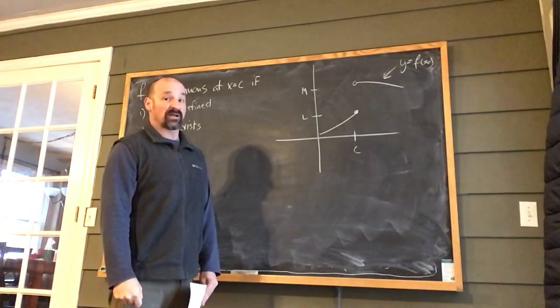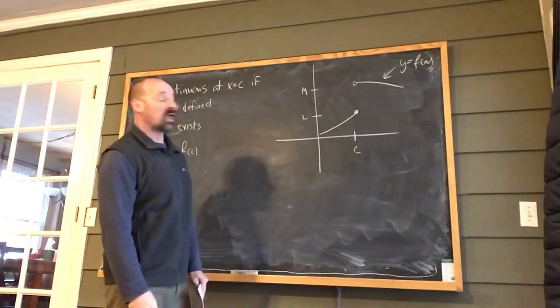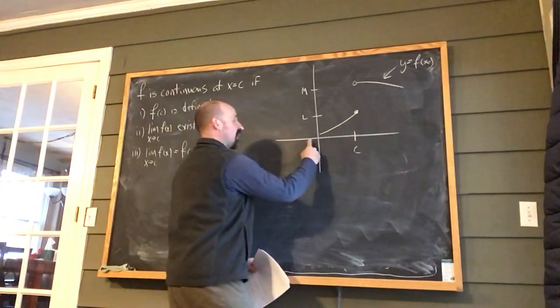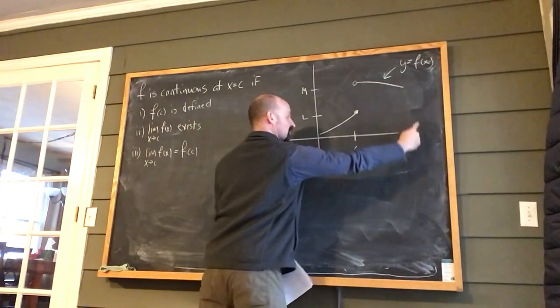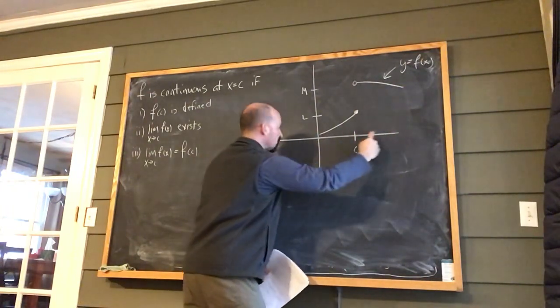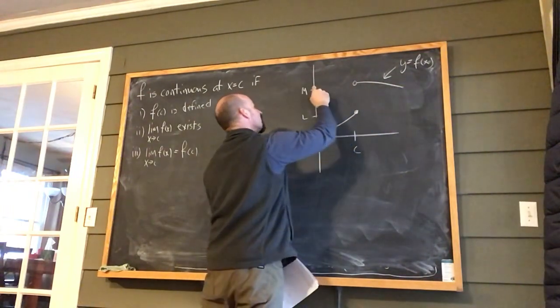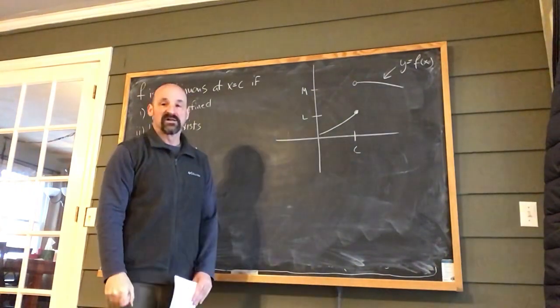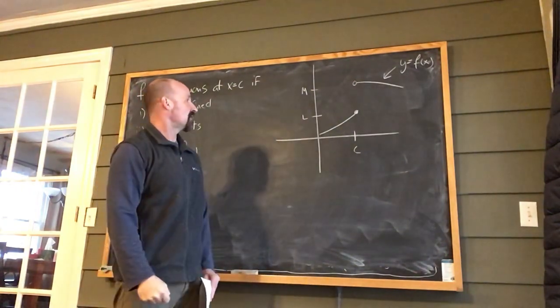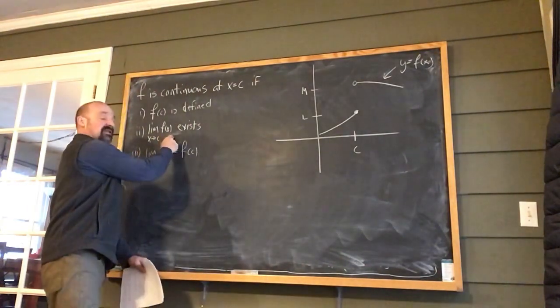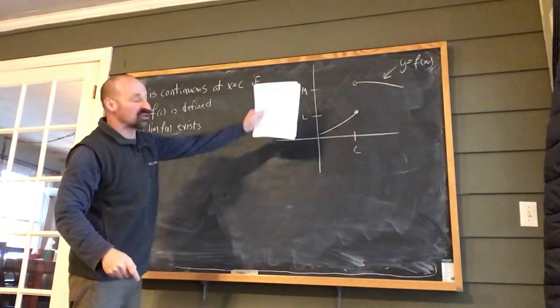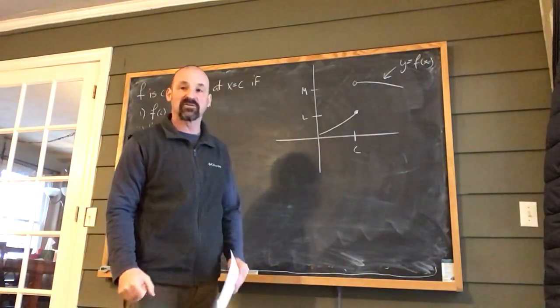The reason it's not continuous, well, the left-hand limit looks like it's equal to L. The right-hand limit, as I approach C from the right, the function values are getting closer and closer to M. So the left-hand limit is equal to L. The right-hand limit is equal to M. So this two-sided limit does not exist. So the function has a discontinuity at x equals C.